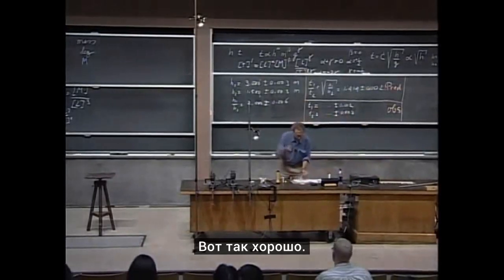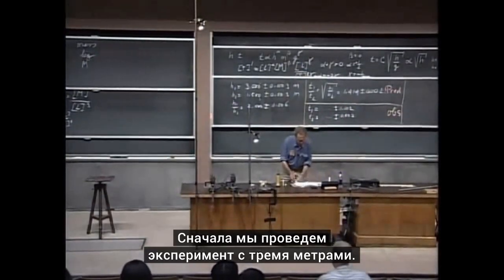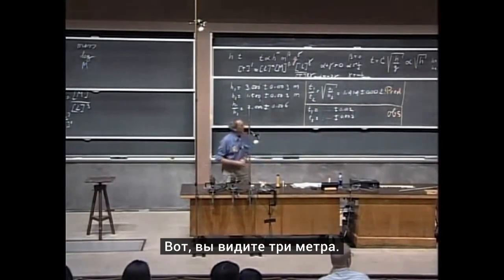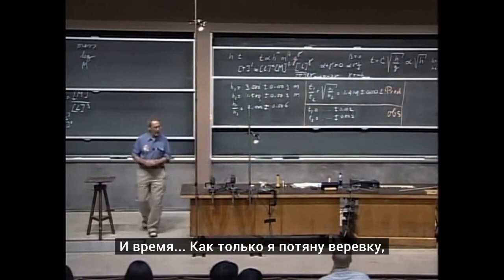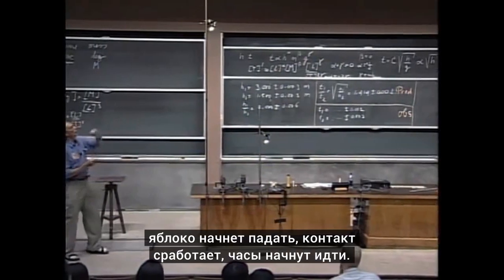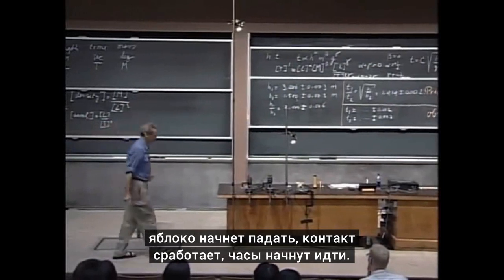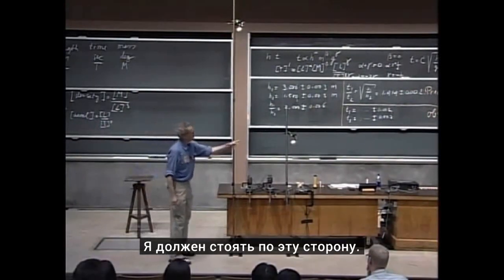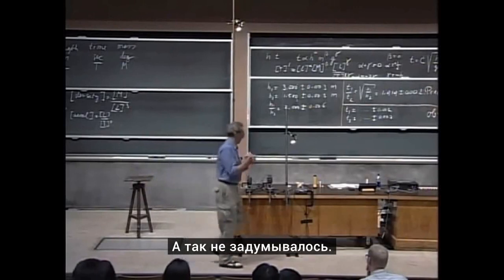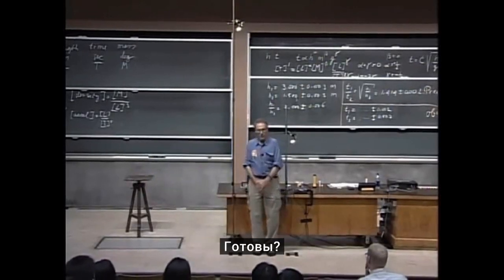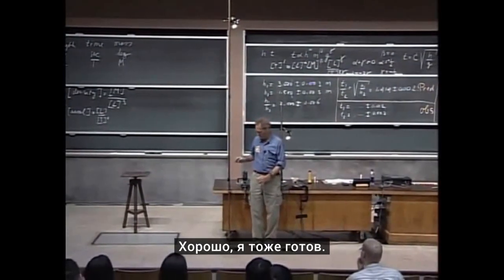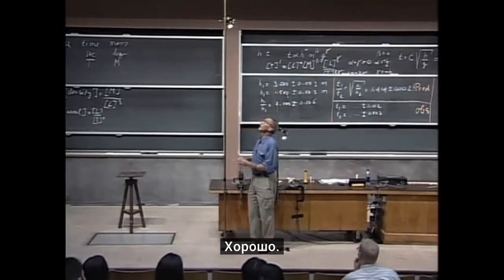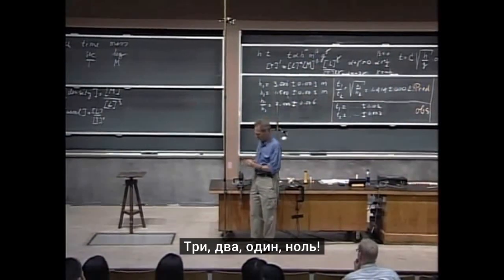That's all right. We have the setup here. We first do the experiment with the 3 meters. There you see the 3 meters. And the moment that I pull this string, the apple will fall, a contact will open, the clock will start. The moment that it hits the floor, the time will stop. I have to stand on that side, otherwise the apple will fall on my hand. That's not the idea. Stand here. You ready? Okay, then I'm ready. Everything set? Make sure that I've zeroed that button. Yes, I have. Okay, 3, 2, 1, 0.